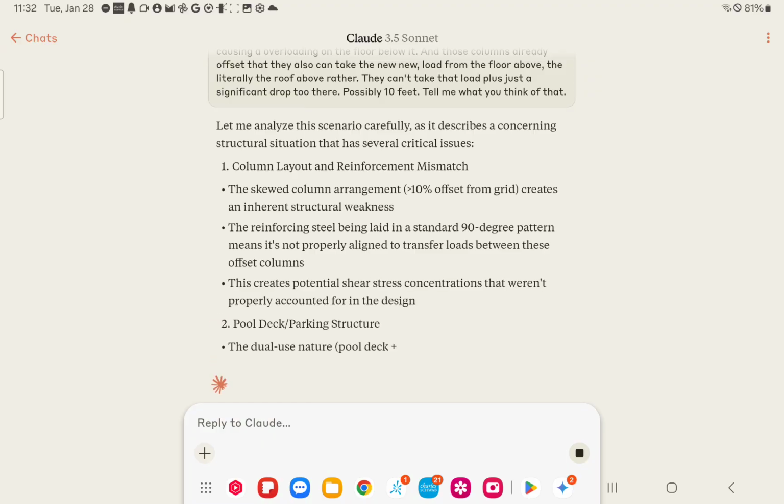Let me analyze this scenario. This is Claude, guys. It's going to be amazing. Let's see what it says. It describes a concerning structural situation that has several critical issues.